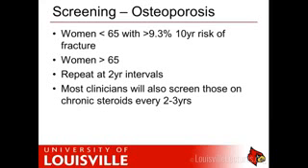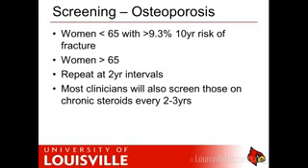Osteoporosis, and so it's women greater than 65. You consider screening women that are less than 65 if they have an elevated risk, a risk that's equivalent to someone that's age 65, which is 9.3, and you can use the FRAX calculator, which you can get online. And then the general recommendation is, if it's normal or osteopenic, you're going to continue screening every 2 years.